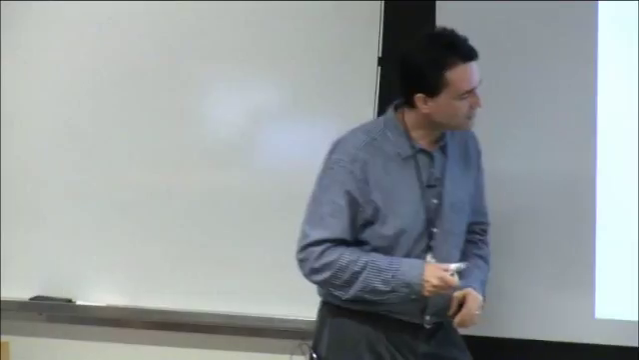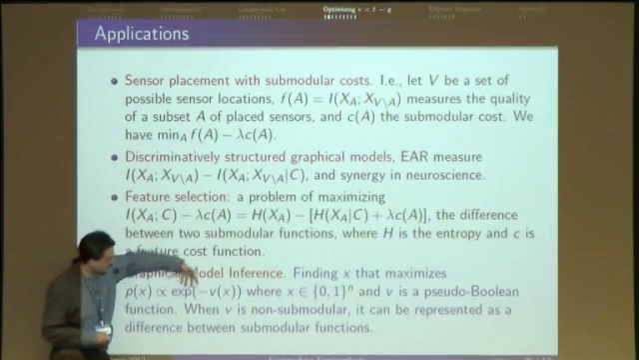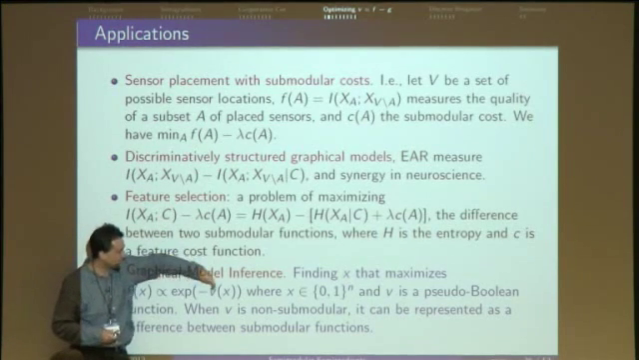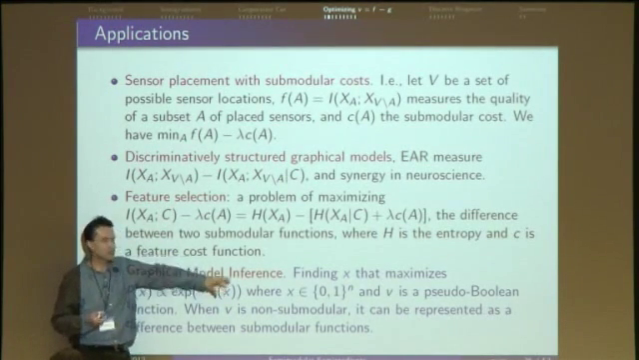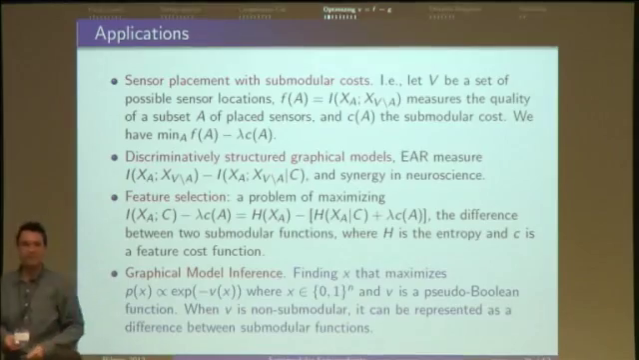And also graphical model inference as well. I mean, if you just take P of x is an exponential model where v is some non-submodular function, or v is some arbitrary pseudo-Boolean function that you want to optimize.